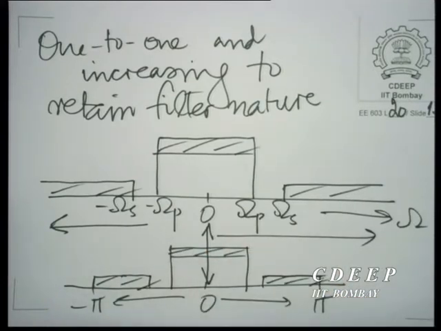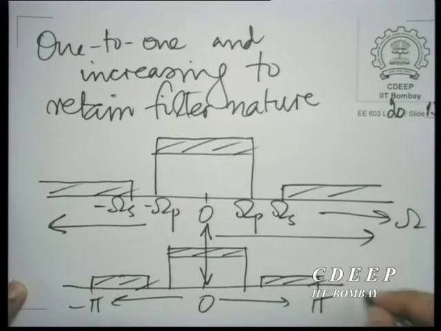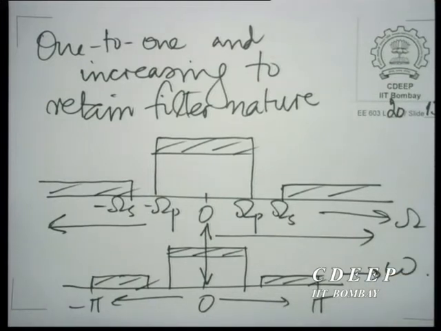But the nature of the filter is retained. So, we noted that this transformation has no choice but to be nonlinear. The transformation between capital omega and small omega, or the analog sinusoidal frequency and the normalized discrete angular frequency, has no choice but to be nonlinear. So, all these are the conditions that this transformation must satisfy. And now we need to use our intuition and our insights to construct such a transformation.